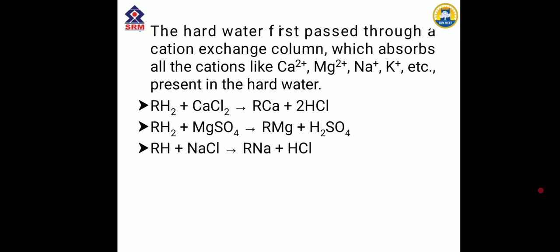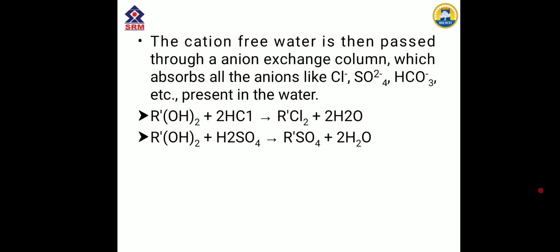The reaction which is taking place in the cation exchange column is shown here. The cation exchange resin is usually represented as RH2, and it reacts with calcium, magnesium and sodium, and forms RCa, RMg and RNa. And the reaction which is taking place in the anion exchanger is shown here. Usually the anion exchange resin is represented as R-OH twice, and it reacts with HCl and sulfuric acid, and forms R-Cl2 and R-SO4.